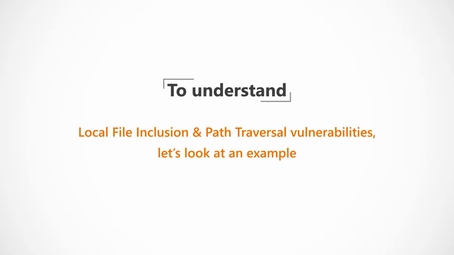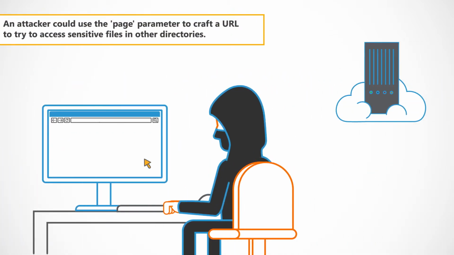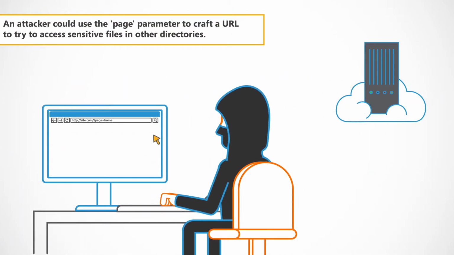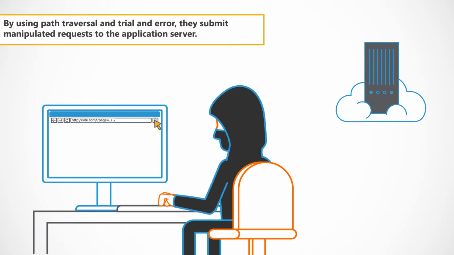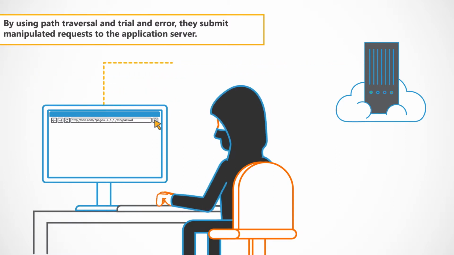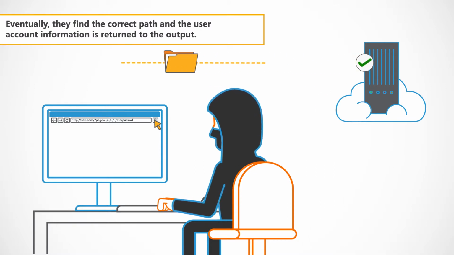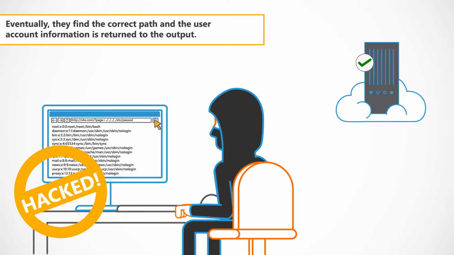To understand the local file inclusion and path traversal vulnerabilities, let's look at an example. Let's say a vulnerable site uses the page parameter, which it includes to dynamically build the content of the site. An attacker could use the page parameter to craft a URL to try to access sensitive files in other directories. By using path traversal and trial and error, they submit manipulated requests to the application server. Eventually, they find the correct path and the user account information is returned to the output.